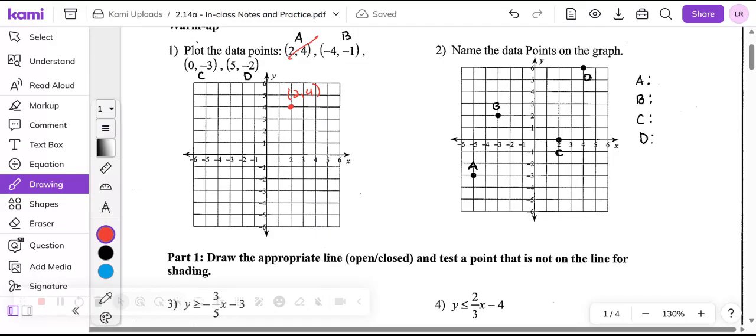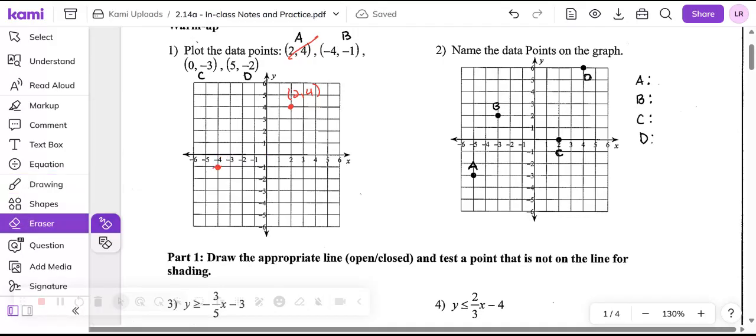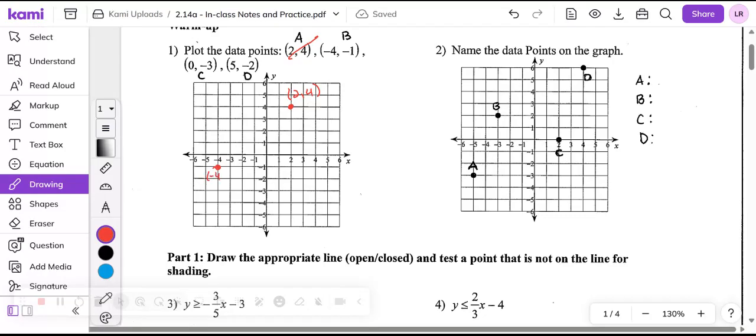Letter B, (-4, -1): negative 4 on the x and negative 1 on the y. That's where that data point would go. (0, 3): it's 0 right and left, but 3 up. So it would be (0, 3). And finally (5, -2): 5 to the right, 5 on the x-axis, and then negative 2 on the y-axis. So it would be (5, -2).